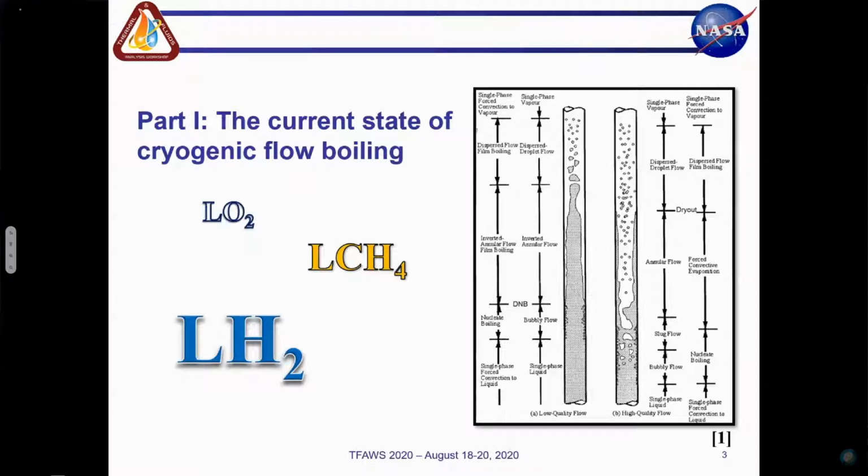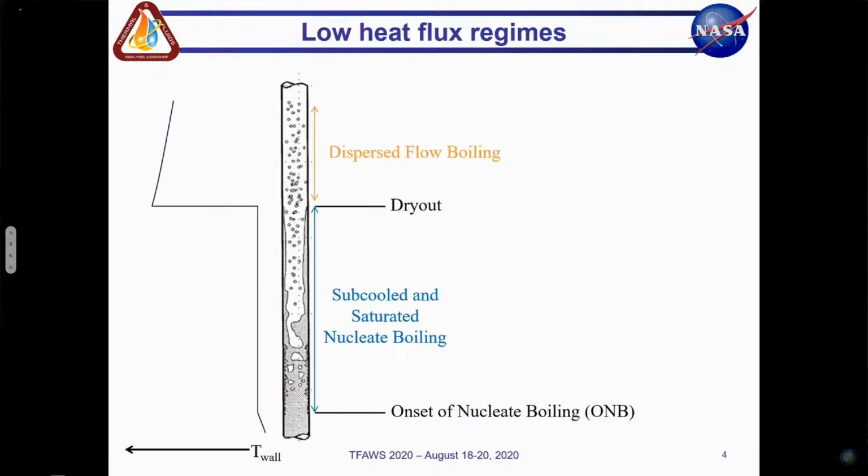So for part one, we'll talk about the current state of cryogenic flow boiling. On this image here on the right, there are two pipes. And the easiest way for me to begin reviewing the different flow boiling regimes is to divide it into two cases. There's a low heat flux case and a high heat flux case. And I'm going to talk about both of them individually.